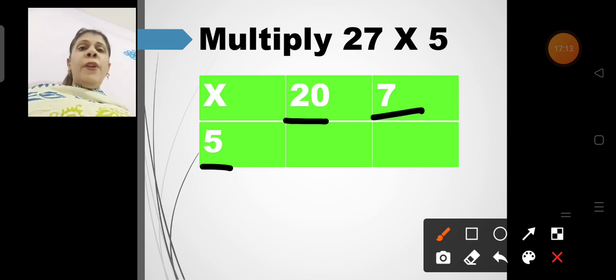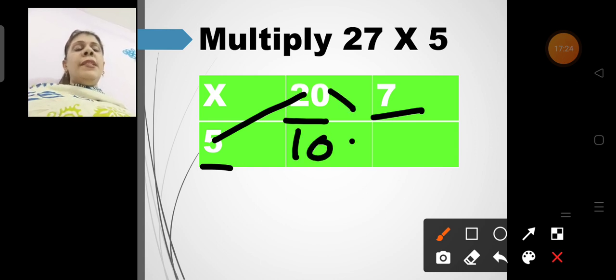Now 20 table I don't know. So what will I do? I will multiply first 2 by 5. So 2 ones are 2, 2 twos are 4, 2 threes are 6, 2 fives are 10. Now this 0 is left, this 0 I will write beside here.